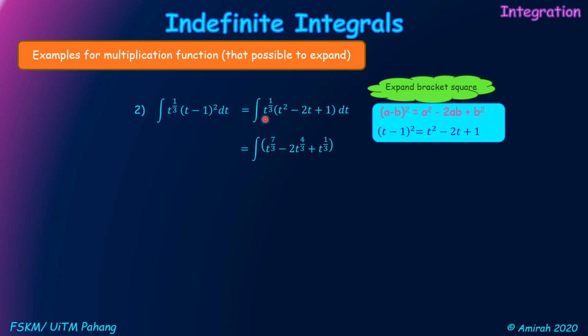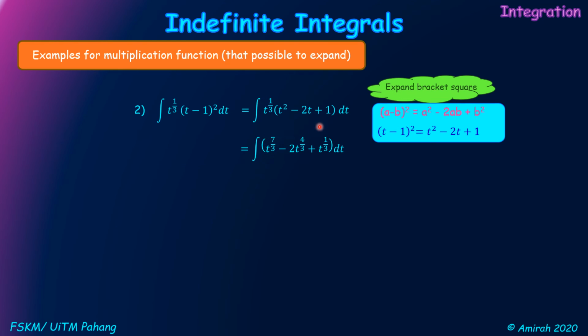Then we expand t to the power of 1 over 3 times the bracket. We multiply t to the power of 1 over 3 by t squared, so we can use the properties of indices. If we have a to the power of m times a to the power of n, we have a to the power of m plus n. So when we have t to the power of 1 over 3 times t squared, we have t to the power of 1 over 3 plus 2. After we simplify, we get t to the power of 7 over 3 here.